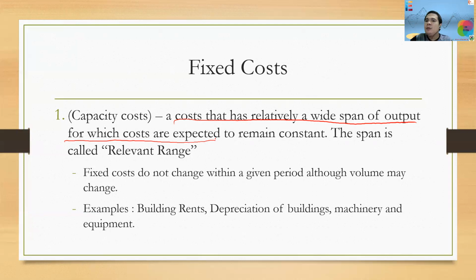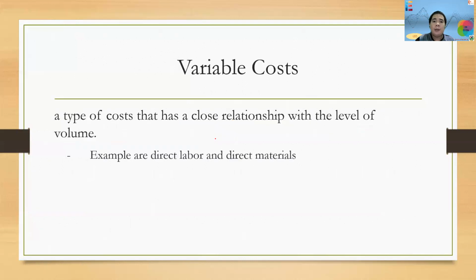Example, kanang building ni mo nga rent. When you rent a warehouse, the warehouse capacity, say for example, is 50,000 cases. And then, ang imong iso 10,000 ra. The cost that you are paying on the warehouse is at the 50,000 cases. That is what we call as fixed cost. So it disregards your volume and it has a fixed volume na jud. Okay? Depreciation of your buildings, machinery, and equipment.